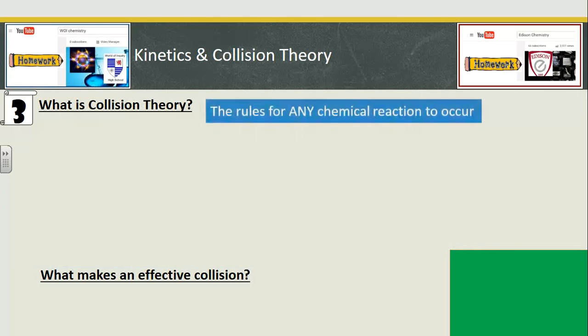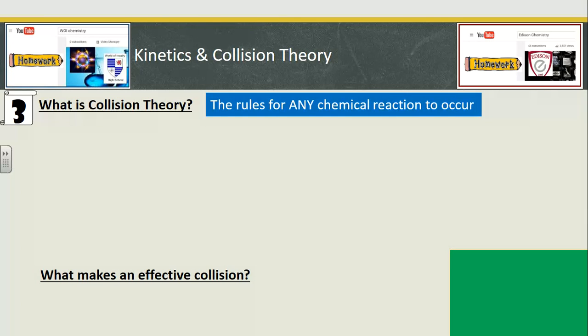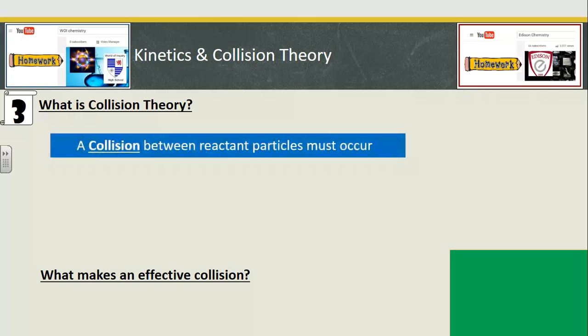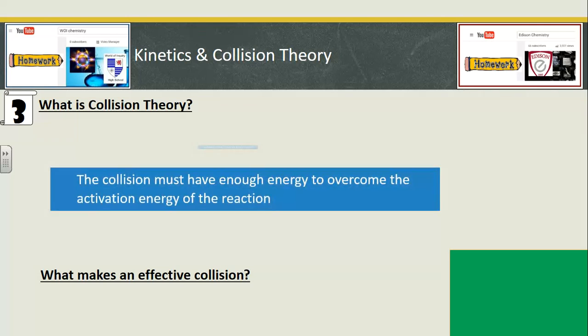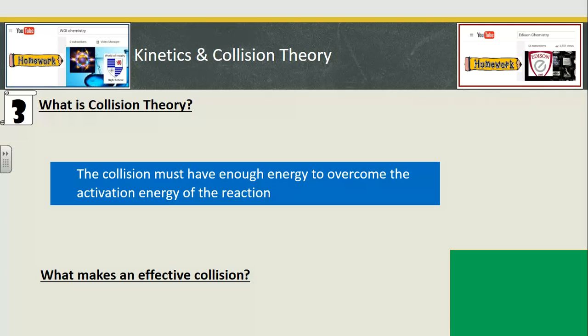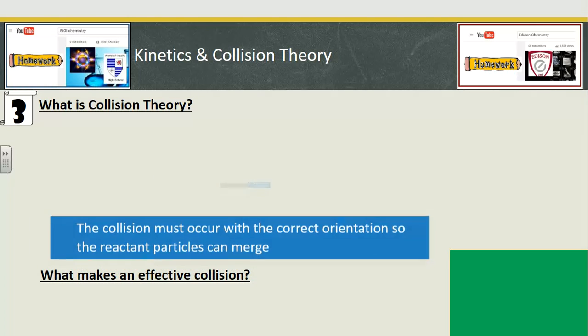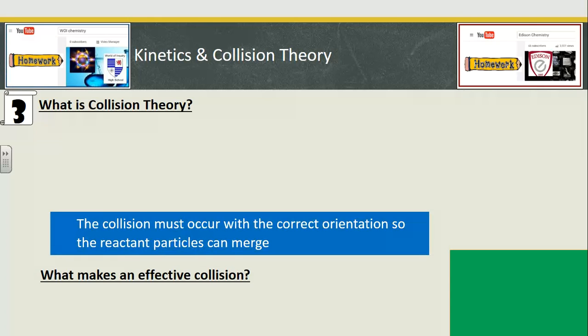What is collision theory? These are the rules for any reaction to occur. First, a collision between our particles reacting must occur. You can't have hydrogen and oxygen combining to form H2O if the hydrogen and oxygen don't first collide with each other at the atomic level. The collision's got to have enough energy as well, because otherwise the atoms will just bounce off of each other. So you have to have enough energy to overcome the activation energy of the reaction.